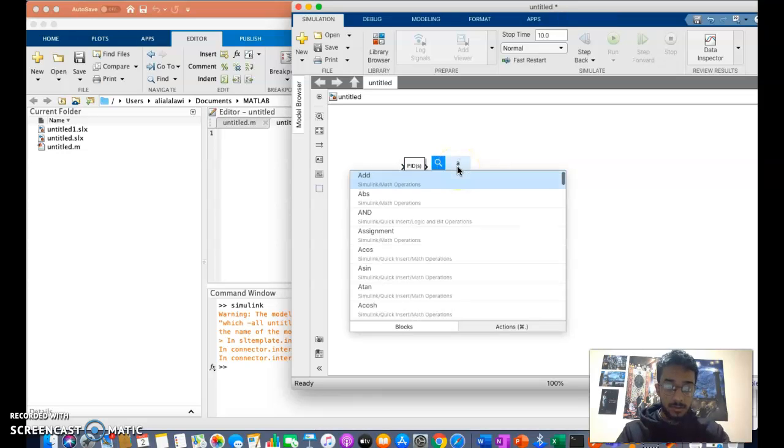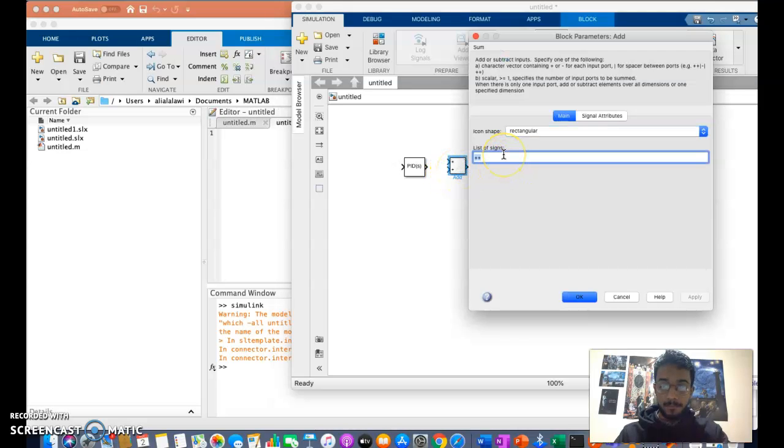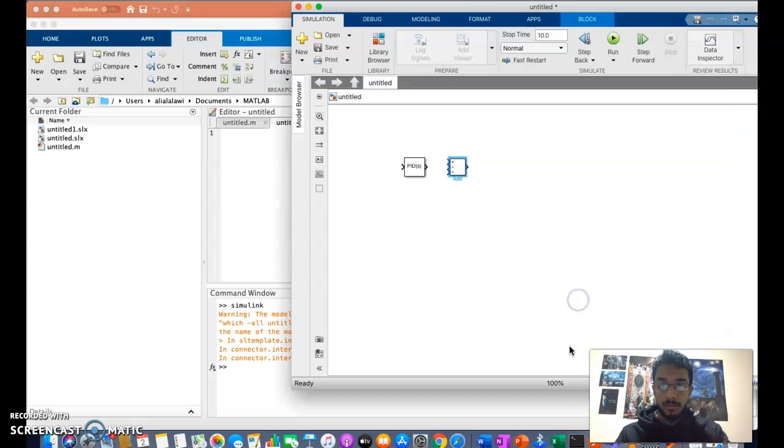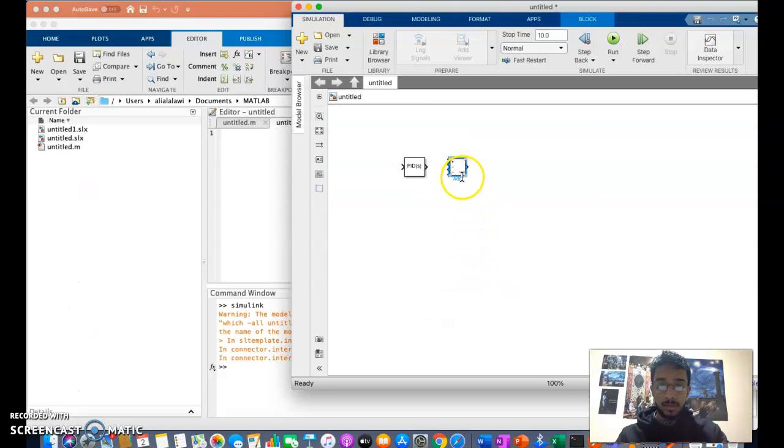Then with the add gate, it would be plus minus minus, and this is because the signs here for f is plus and for the velocity is minus and minus for the distance. So going back, the first wire is for f.